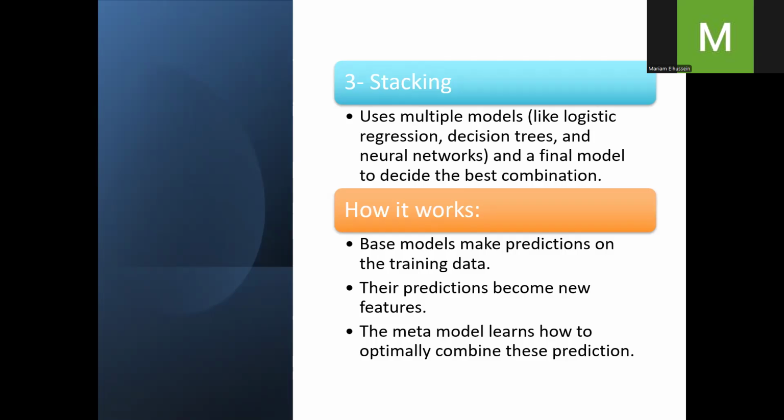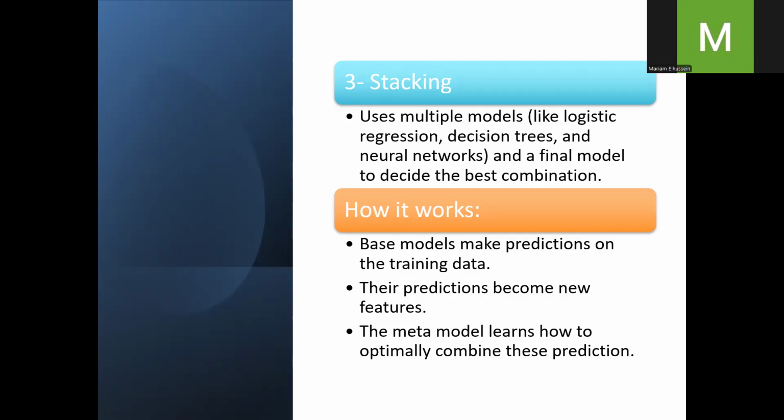Now, what happens is that first of all, we will have our models make predictions on the training data. Now, these predictions will become new features. So we will be adding these predictions as new features. And then we will have to train another model. We'll have a meta model, an independent model that will look at all the results from the models and figure out a combination that will produce the best output.